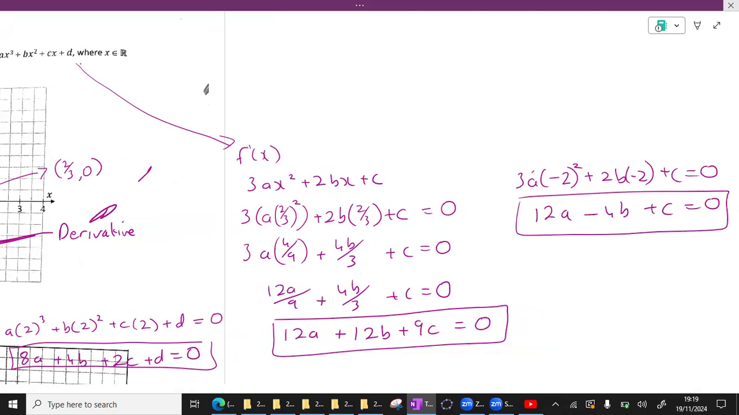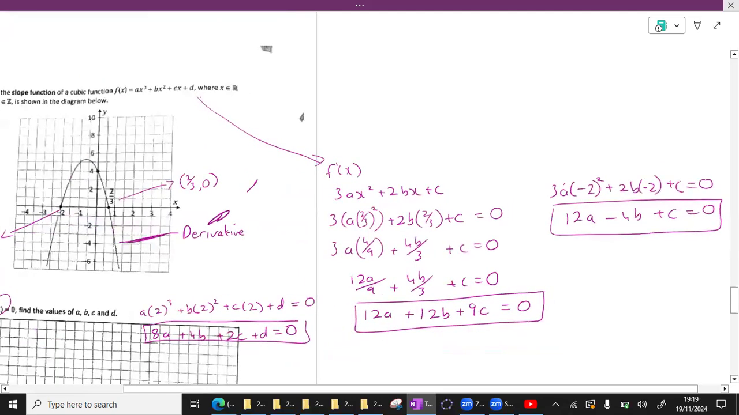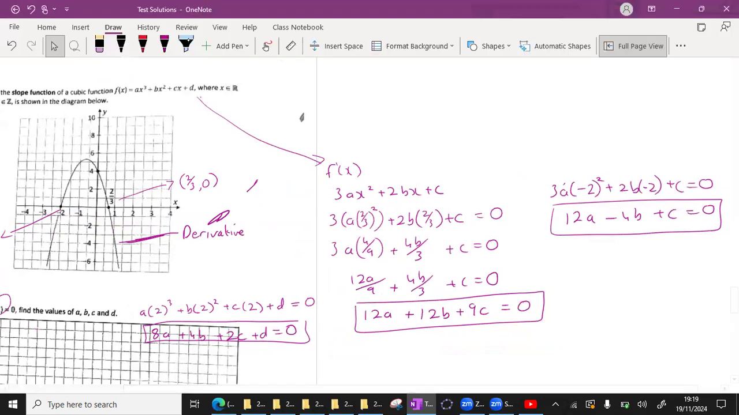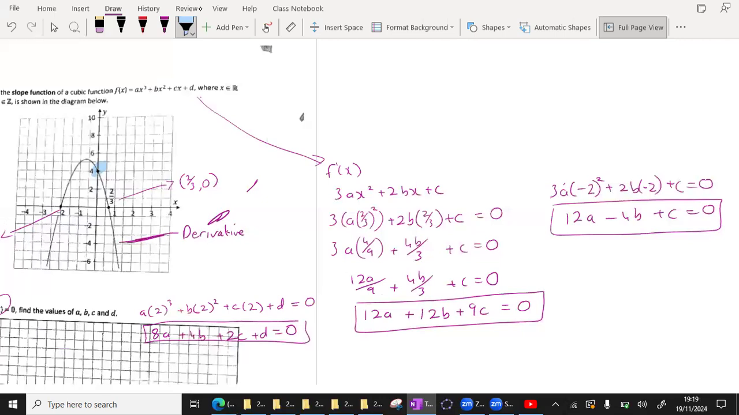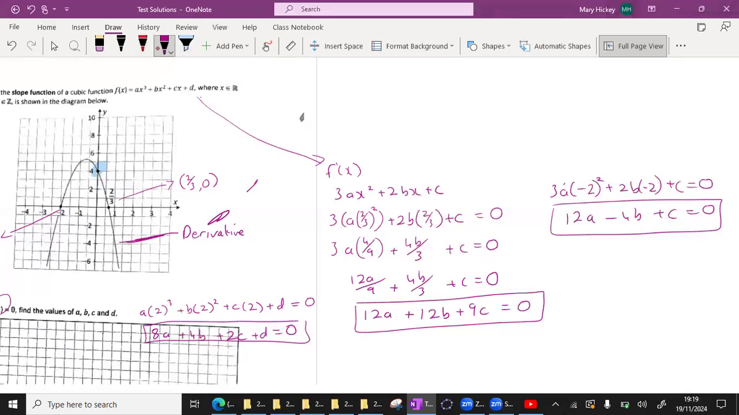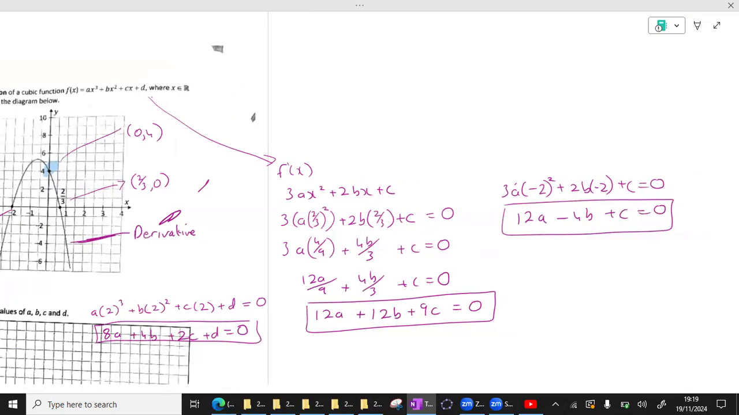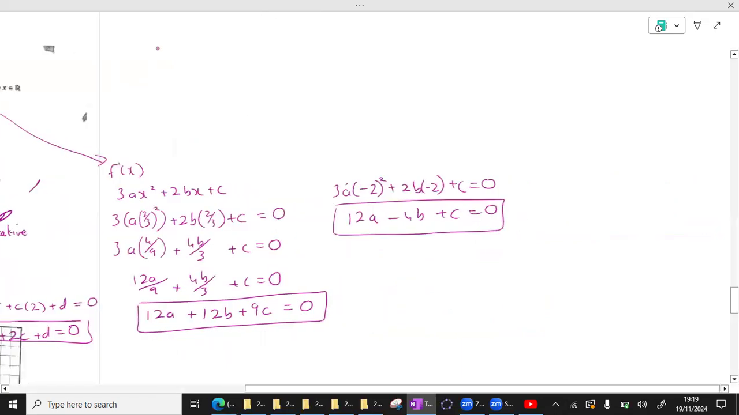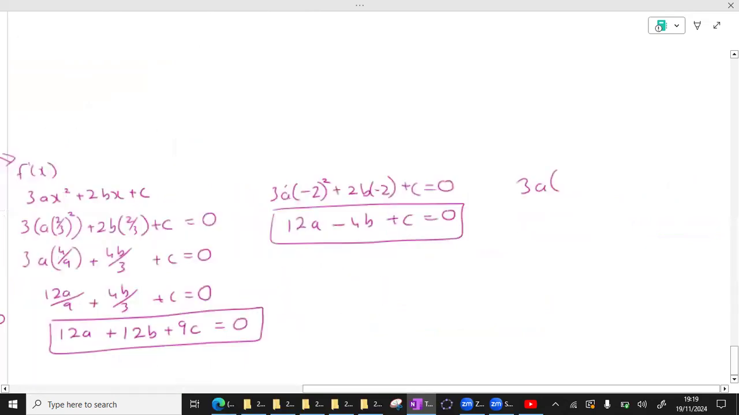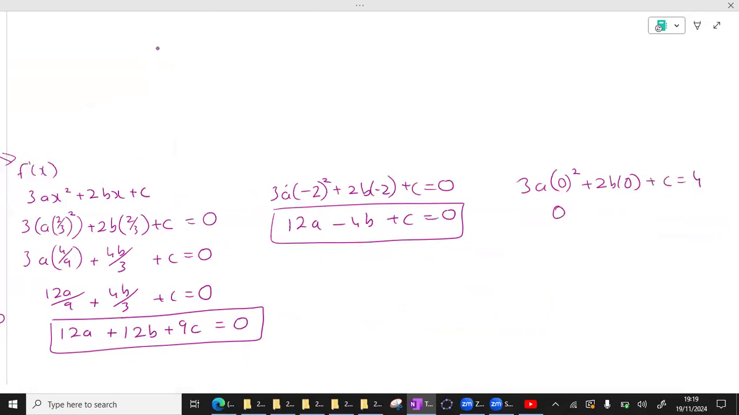Okay. Now, there's only one other thing, but it's an important link, and that is, where does it cross the y-axis? Now, the slope function crosses the y-axis at 0, 4. So I'm going to do it one more time, but this time, when I sub it in, my x value is 0, and my y value is 4. So the 0 goes in there, and that equals 4. So I end up finding out that C is 4.